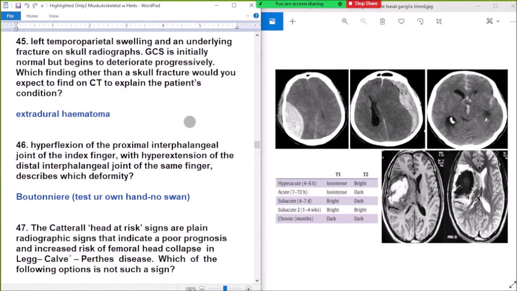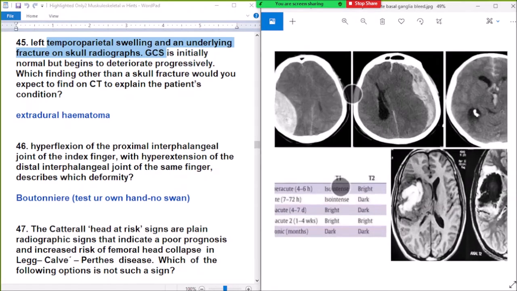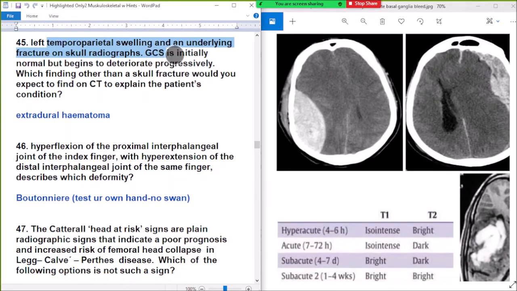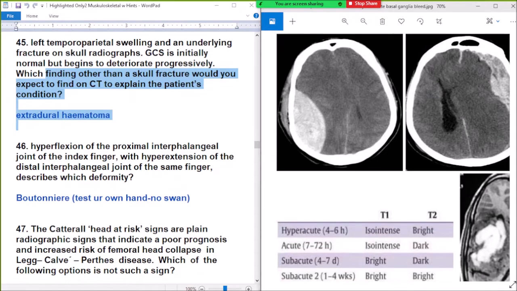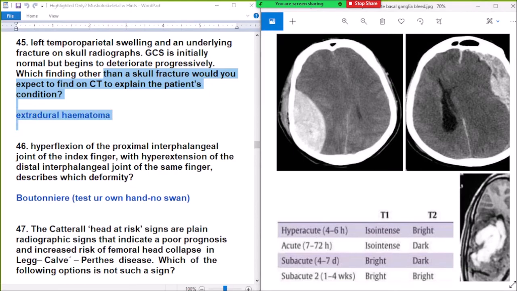Question 45. Left temporoparietal swelling and underlying fracture on skull radiograph. GCS is initially normal but begins to deteriorate progressively. Which finding other than skull fracture would you expect to find on CT to explain the patient's condition? Extradural hematoma. Question 46.